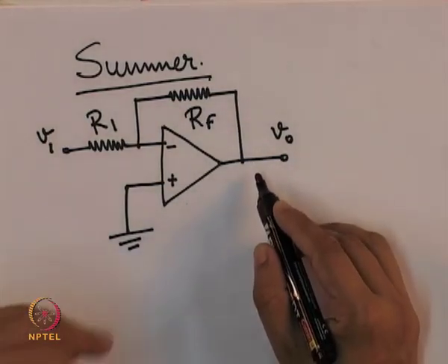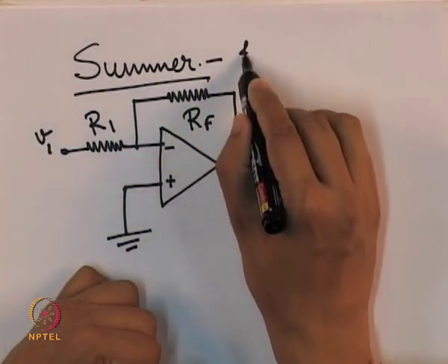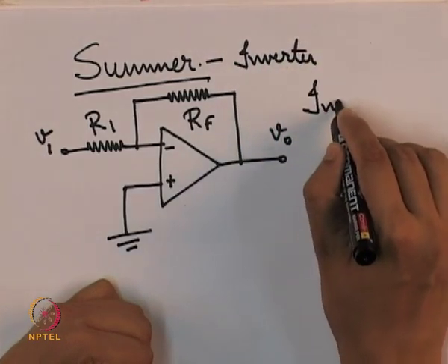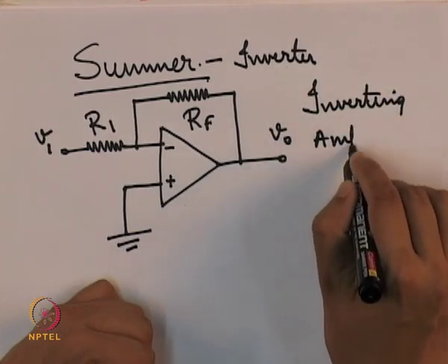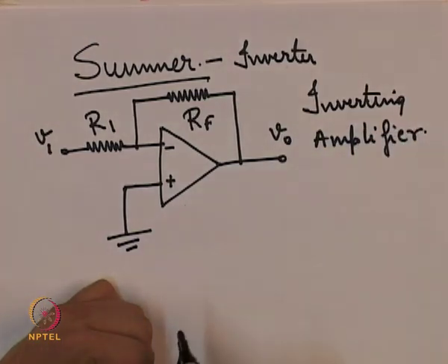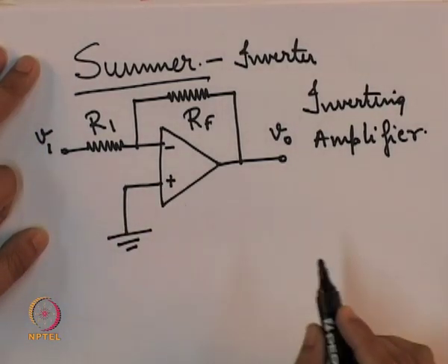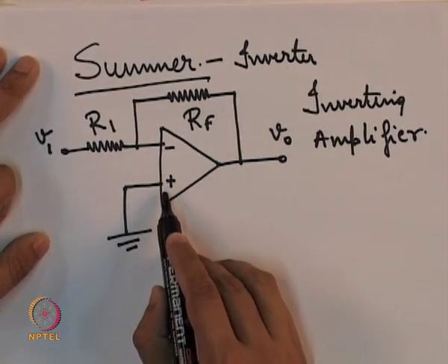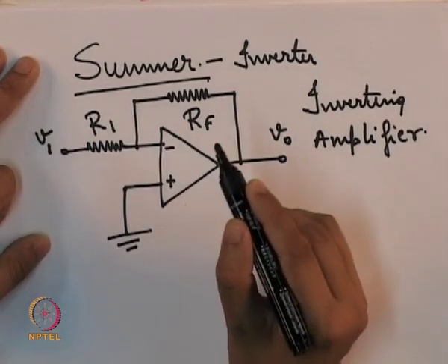This is the basic circuit of a summer, or more precisely what we call a summer inverter, also known as an inverting amplifier. Now, why it is called an inverting amplifier? It will become clear if we see the equations. Now see that the non-inverting terminal is grounded, but the inverting terminal is not grounded.